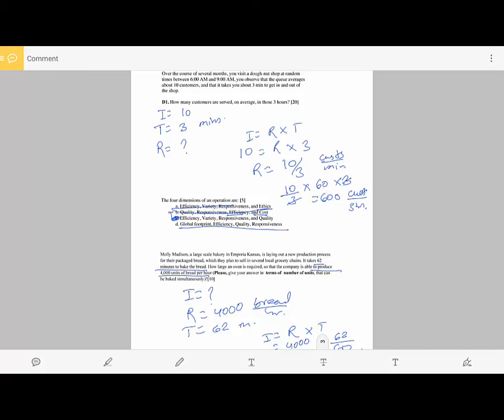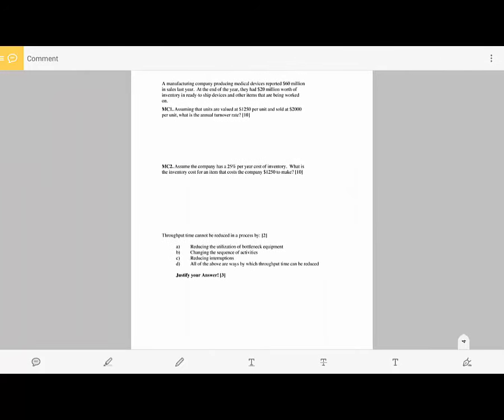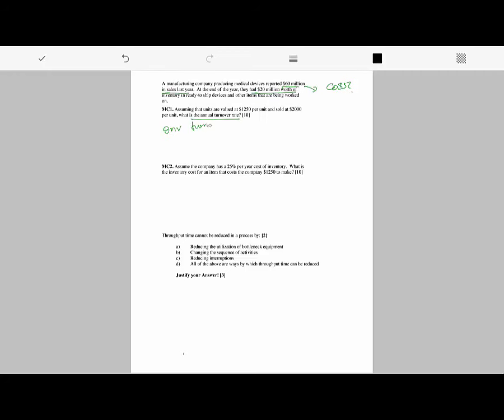Okay, our next question is, a manufacturing company had reported sales of 60 million last year. Remember, this is sales. We need to find the COGS. And it had an inventory of $20 million. Now we want to find the inventory turn. So inventory turn equals COGS divided by inventory, right? But we don't know what COGS is.